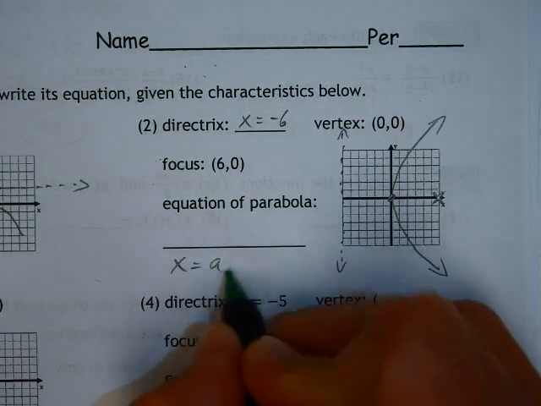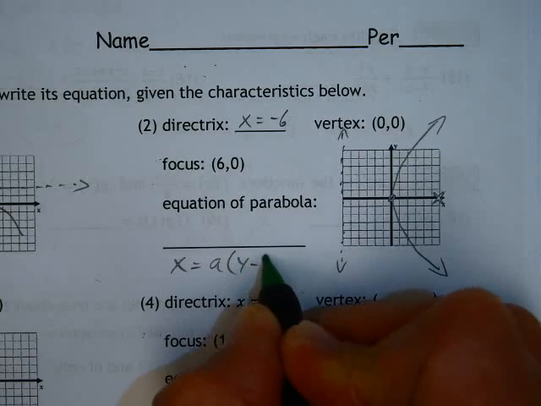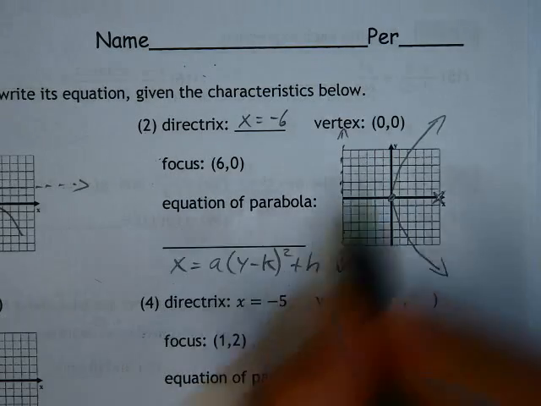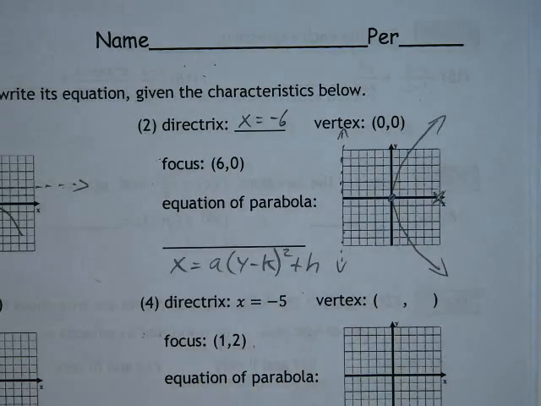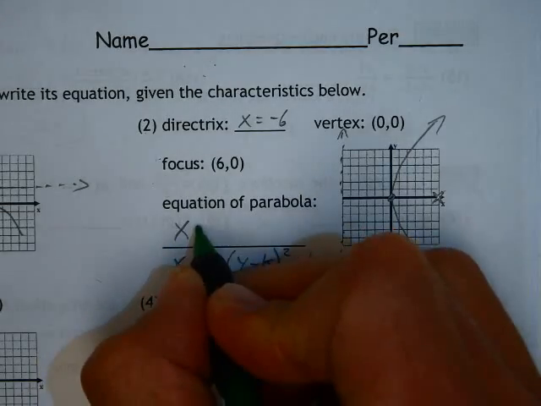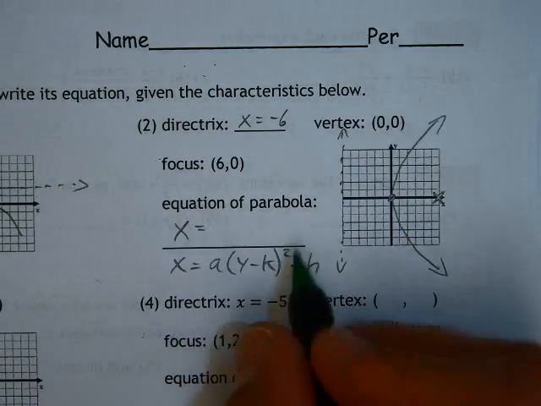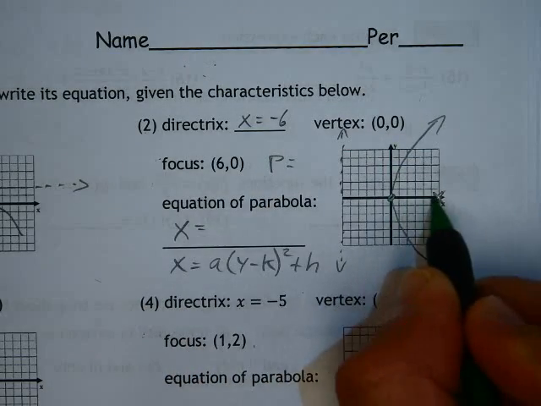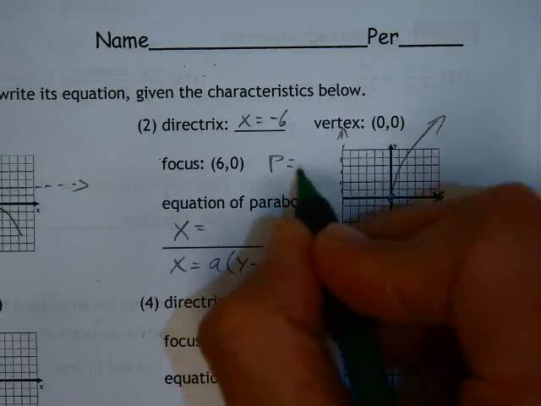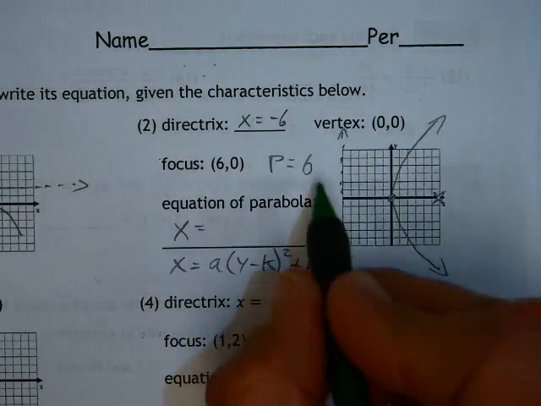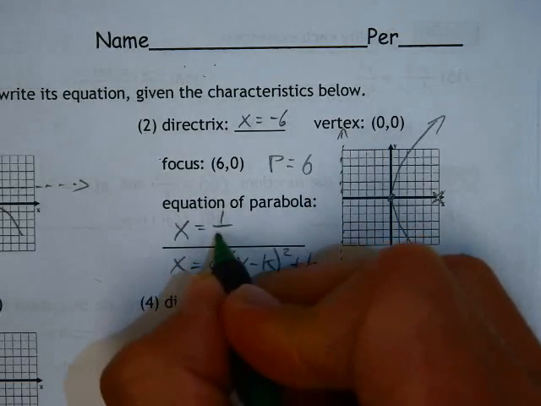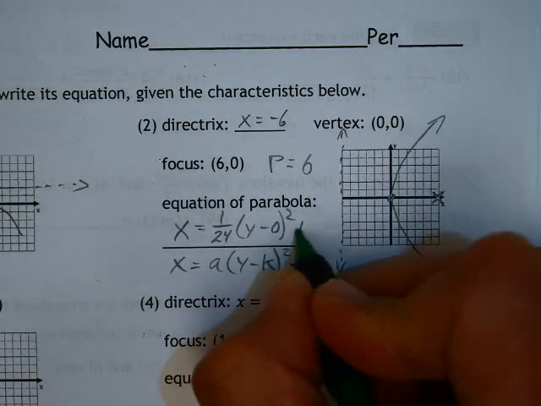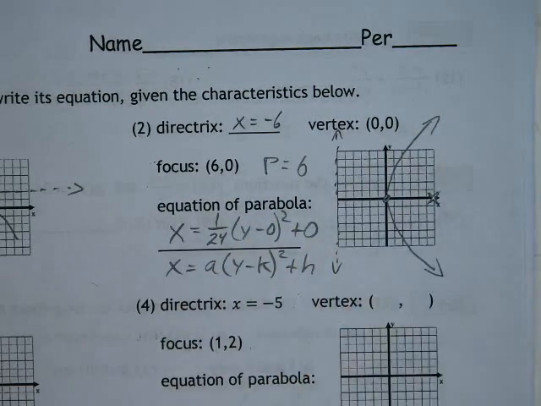x equals. The a value is the same, but this is a (y minus k) quantity squared, plus h. Now again, we're just going to use 0, 0 here because that's what our vertex is, but introductory wise, we have an x that's going to equal, and we need our value of p. p is the distance from the vertex to the focus still. Instead of going up, it's to the right, so it's still positive. So we have 6 as our p value. So the a is going to be 1 over 24. We have a y minus 0, quantity squared, plus 0, because the vertex is at 0, 0.